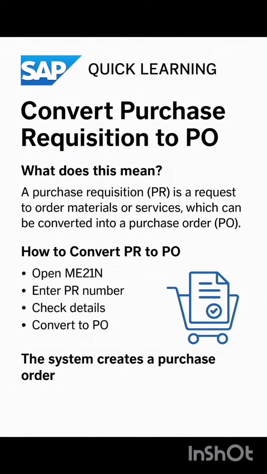Another use of ME21N is converting purchase requisitions to PO. A purchase requisition is a request to order materials or services which can be converted into a purchase order. How to convert PR to PO? You have to open ME21N, then enter PR number, check all the details, and then convert this to PO. Then system automatically creates a purchase order. In this way, you can convert all the requisitions into purchase orders.